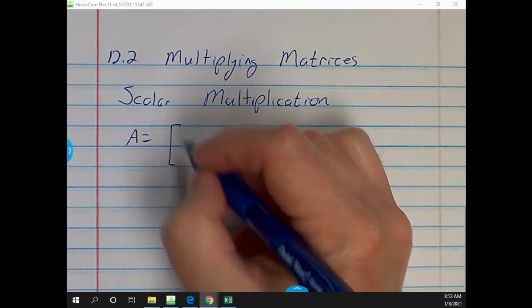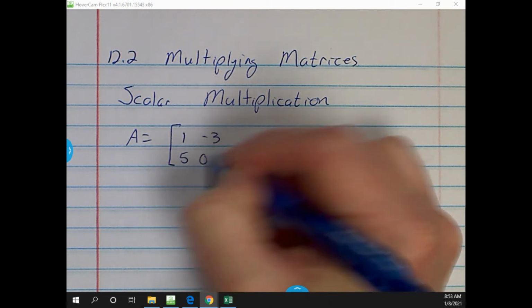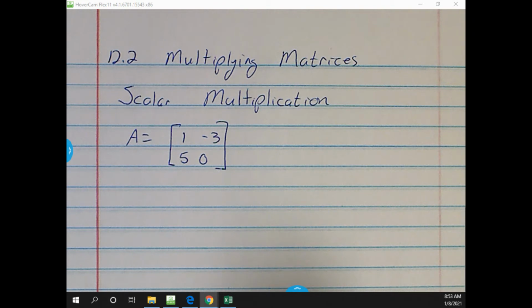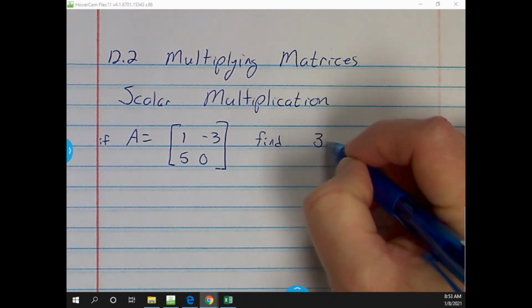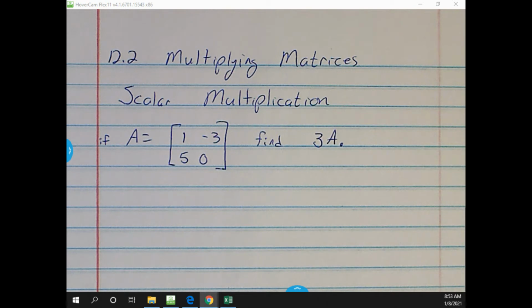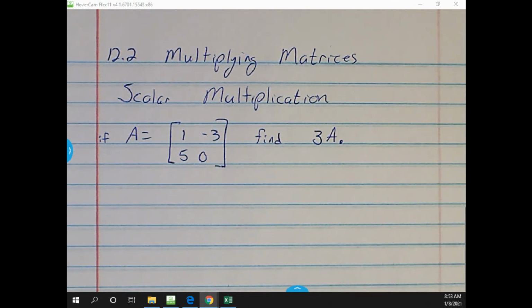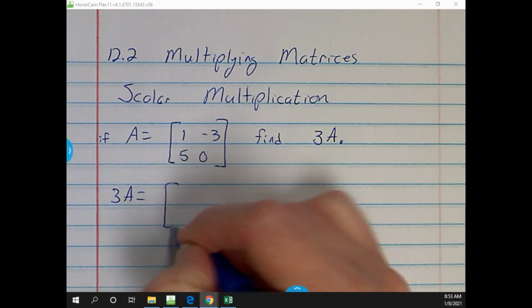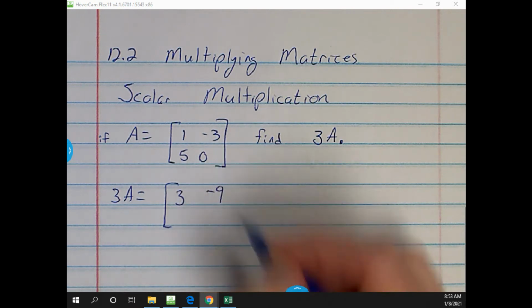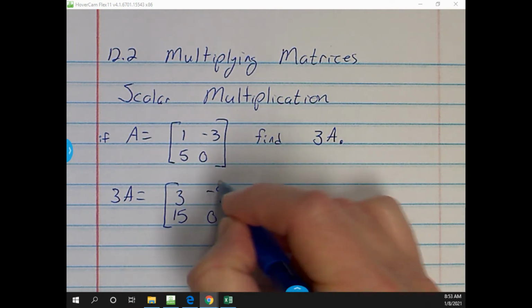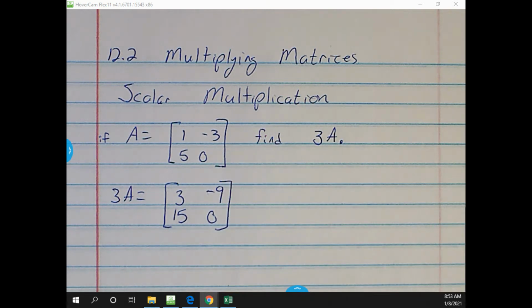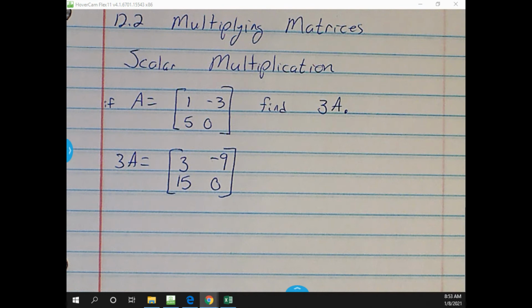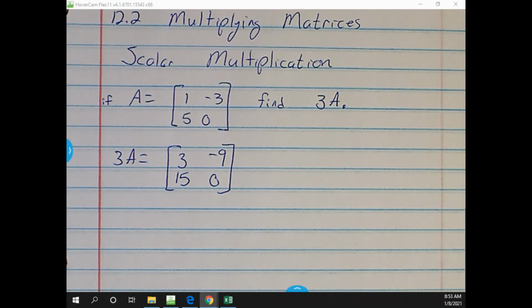easy here. Let's say it's 1, -3, 5, and 0. So if A is 1, -3, 5, 0 for the matrix, they may tell you to find 3A. Scalar multiplication is really straightforward. All you have to do is take every single number in here and multiply it by 3. So 3A would just become 3, -9, 15, and 0. And that's it. That's all you have to do. Scalar multiplication is really straightforward, really easy when it comes down to it.